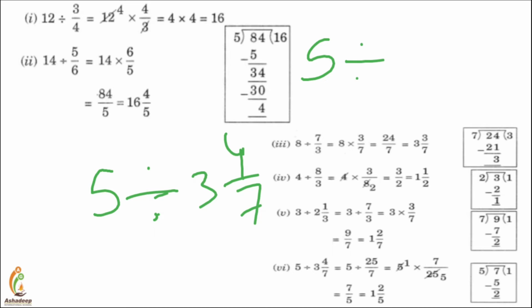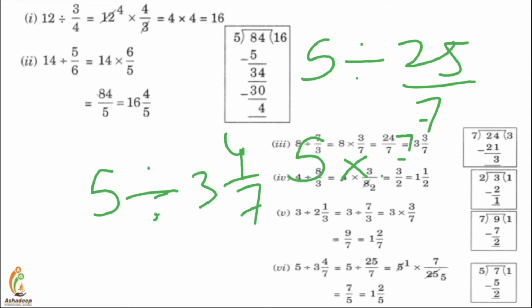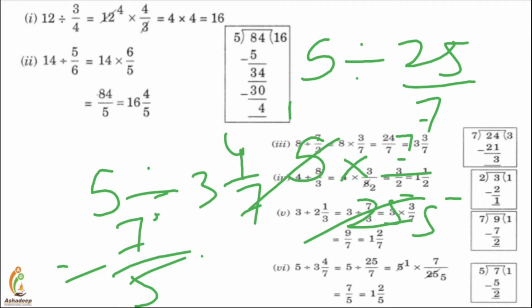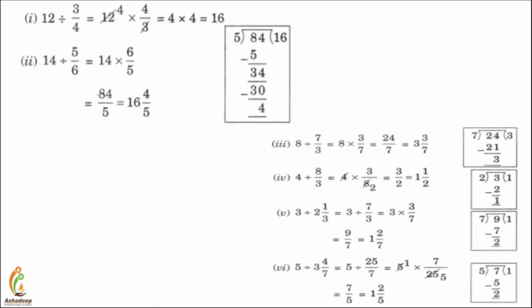Then the last one is 5 divided by 3 4 upon 7. So 7 3s are 21, 21 plus 4, 25 upon 7. So 5 into 7 upon 25. 5 1s are 5, 5 5s are 25. So 7 upon 5, an improper fraction again. So 1, 2 upon 5. Clear?